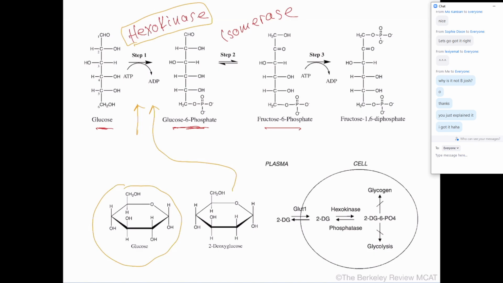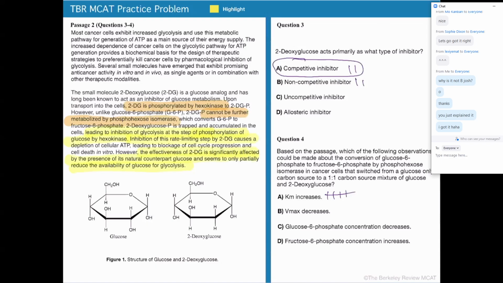Cool. So let's go back here. Okay. And so, what does this mean, right? This means it's a competitive inhibitor. This means that the Km will increase, right? But the Vmax will stay the same because you can always outcompete it by adding more glucose, which is why down here, this is like a second hint, right? The effectiveness of 2DG is significantly affected by the presence of its natural counterpart glucose, right? So if you increase the substrate concentration, you can actually get back to your Vmax. So that would be the other telltale that it's a competitive inhibitor.